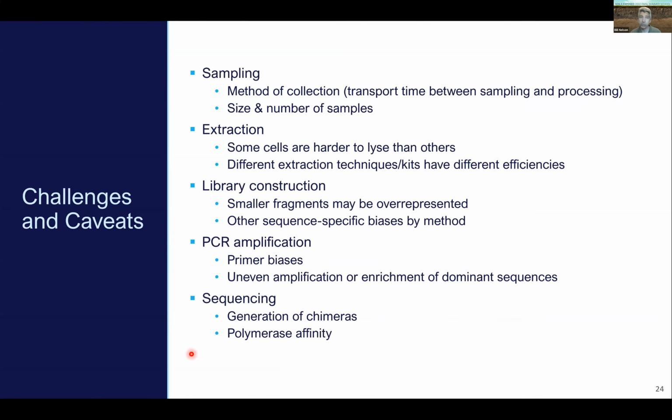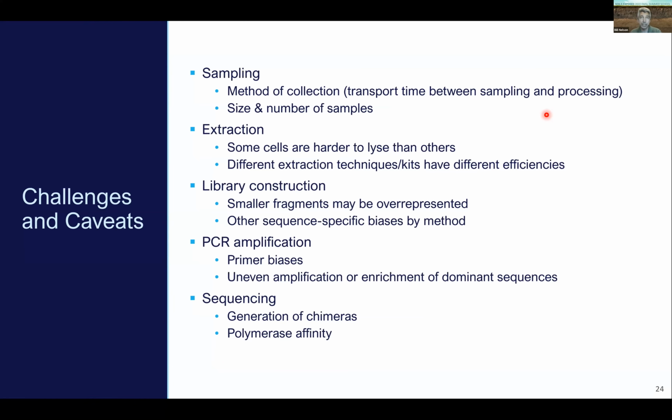So now let's get into some of the challenges and caveats. Pretty much every step in metagenomic sequencing, there are some biases that exist, or just troubles that can arise. So from sampling, you want to consider your method of collection, how you're taking your samples, how you're preserving your samples, what's the transport time between your sampling site and where you're going to process these samples to generate the genomic material.